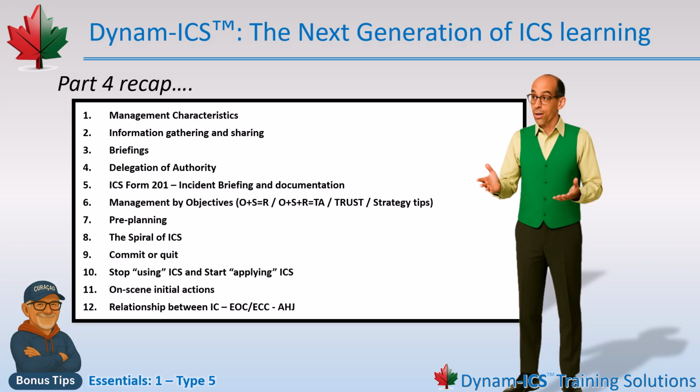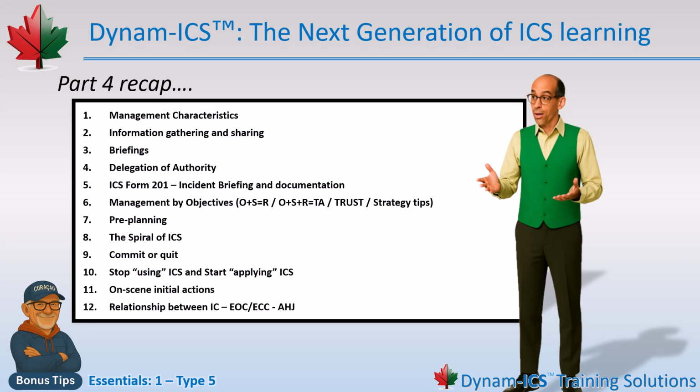3. Briefings. You saw why briefings are the glue of ICS: short, purposeful, and consistent. They keep everyone aligned and eliminate the "I thought they were doing that" problem. And 4. Delegation of authority. We covered why the IC needs clear authority to act, and how delegation of authority creates legitimacy, clarity, and boundaries for the response.